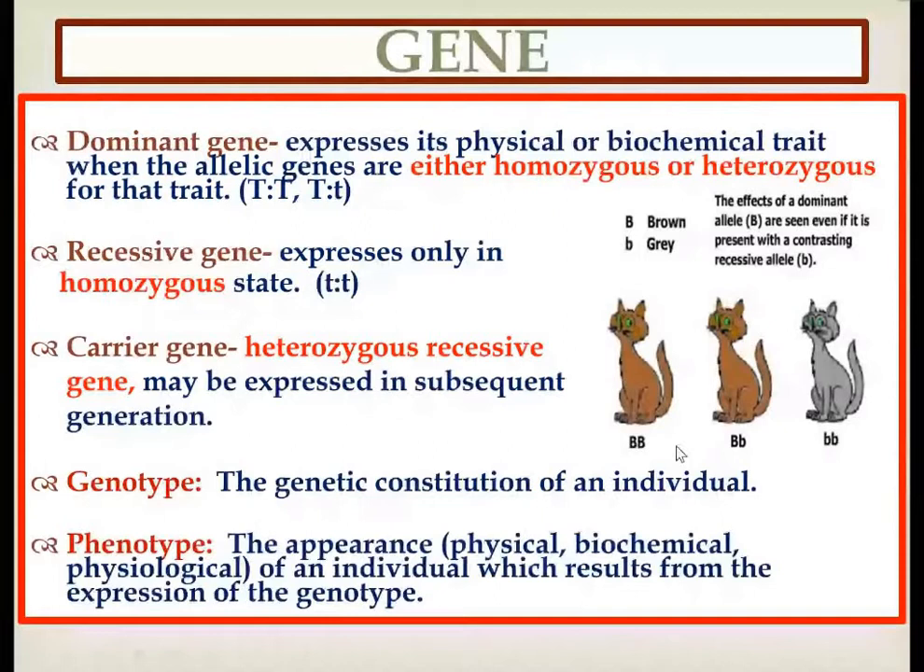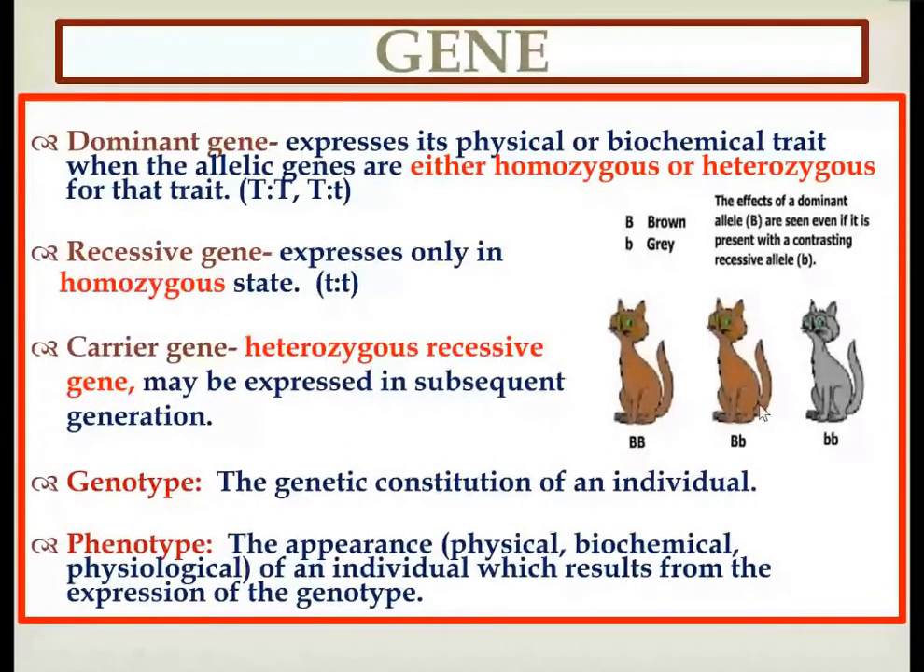Now which one is the dominant gene in this case? The capital B is known as the dominant gene. That means the dominant gene will express its characteristics in a homozygous or in a heterozygous state. Whether in the homozygous state or the heterozygous state, it expresses itself. That is known as the dominant gene. Now, due to the expression of this dominant gene, the cat is having a brown color.